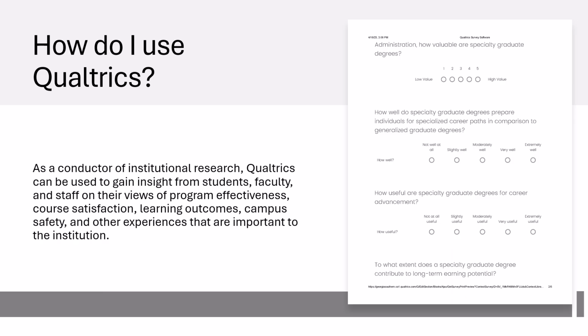I currently work as a research administrator for a medical school, but I aspire to conduct my own institutional research in the future. Once I make that transition, I'll be able to use Qualtrics to create surveys like the one I created here, where I wanted to learn how respondents felt about graduate specialty degrees and if they thought they were useful. I was able to distribute this survey to my colleagues.